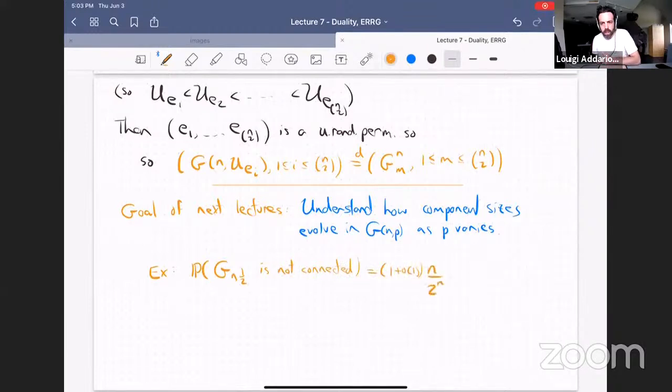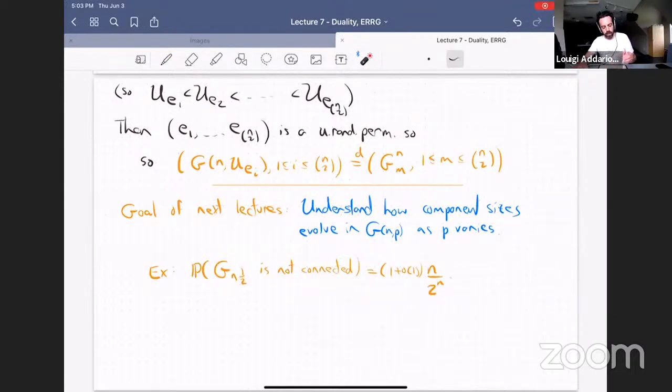Okay, so that is to say, this is effectively saying the most likely way for a uniformly random graph to be disconnected is just to have a single isolated vertex.